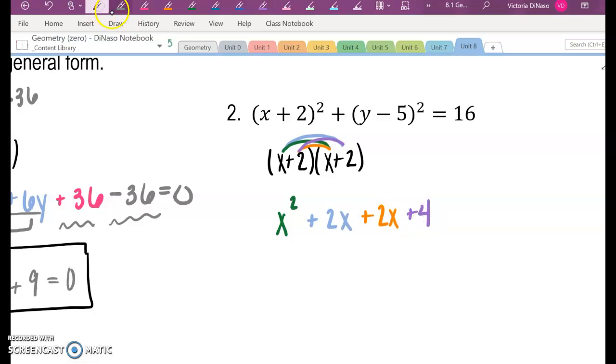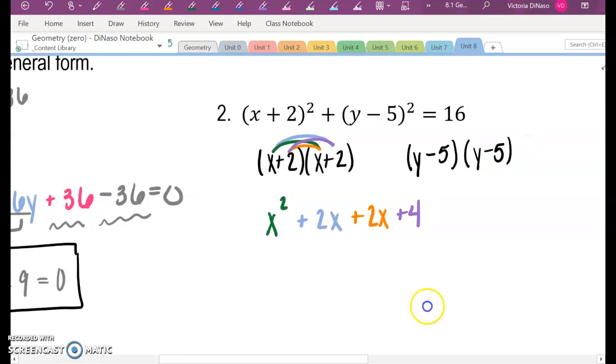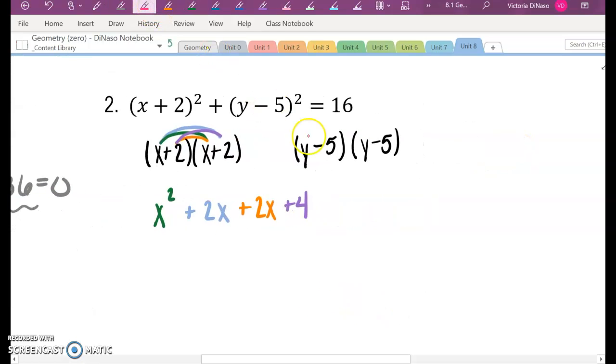After that, we've got the other one, which is (y minus 5) squared. So we're going to do (y minus 5) times (y minus 5). So we're going to multiply y times y, which is y squared. And then we've got y times negative 5, which is negative 5y.